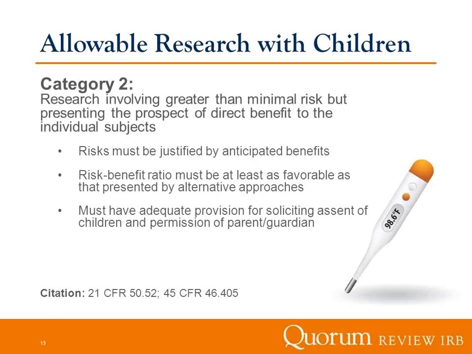So if there's an approved drug out there for the condition that's under study, and it really has a better risk-benefit ratio than what seems to be offered by this study, that may be a problem. And then again, you still have to have adequate provisions made for that assent from the children and permission from parents and guardians under this category of research.